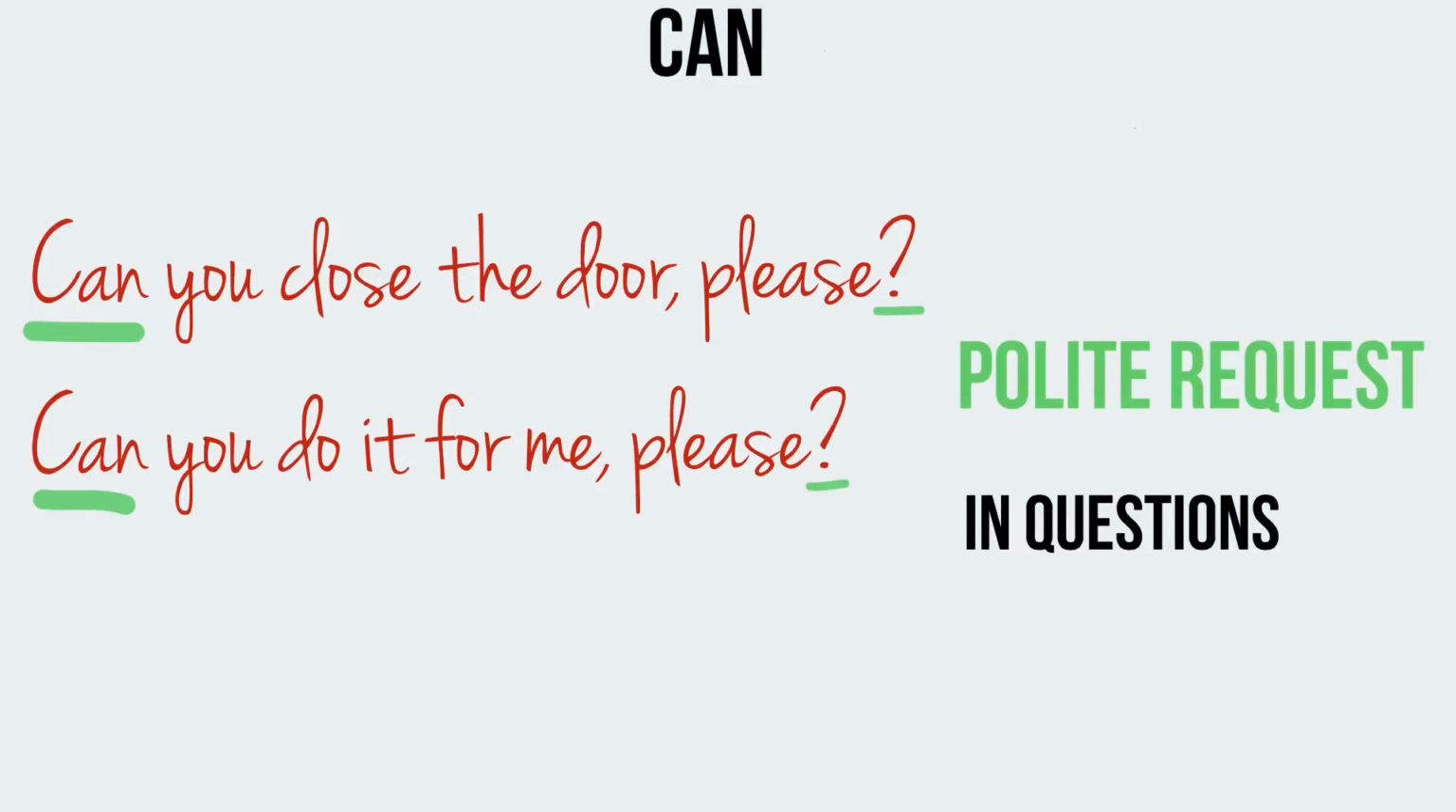Repeat after me. Can you close the door, please? Can you do it for me, please? In these questions, the verb can indicates polite request, and we come across this meaning only in questions.